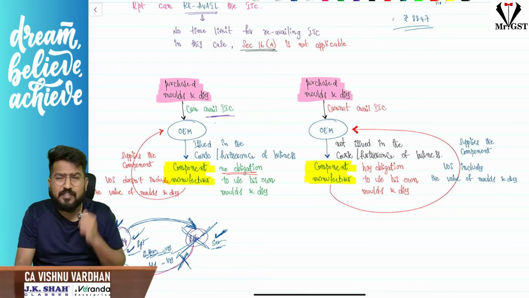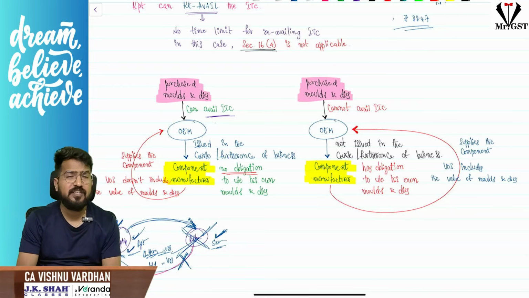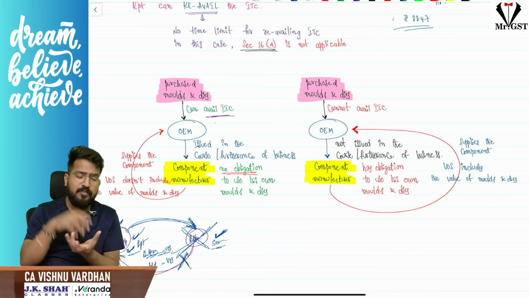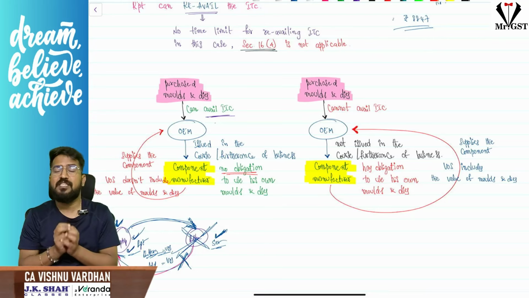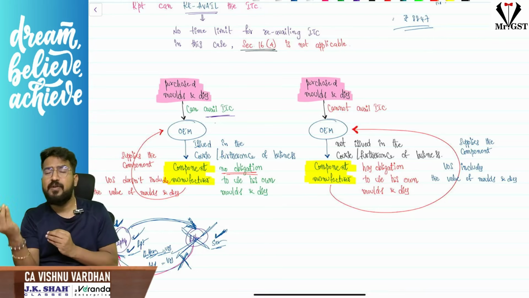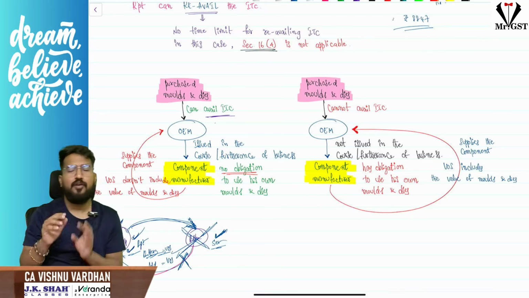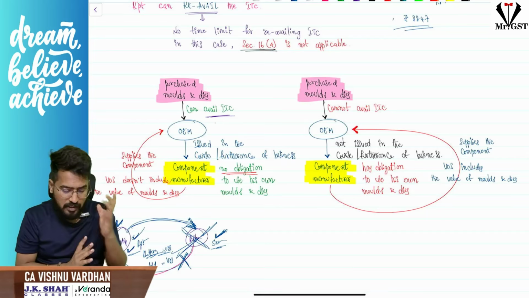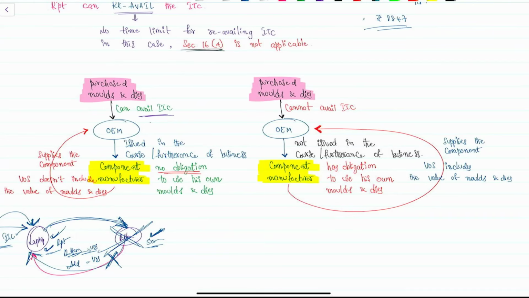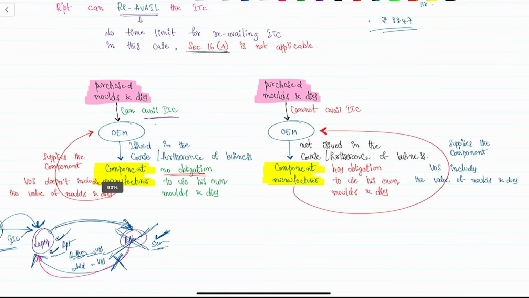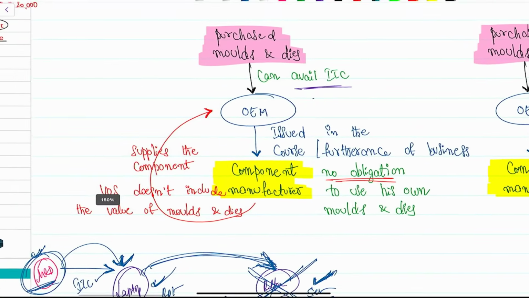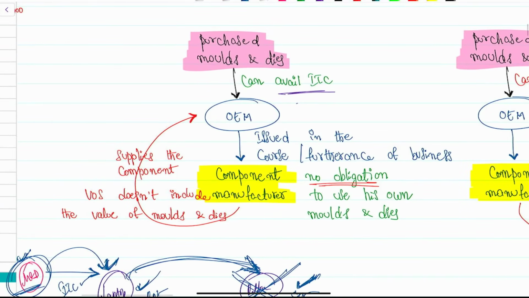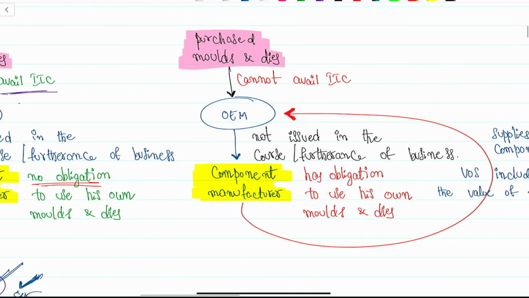No sir, if it is the responsibility of the component manufacturer to buy these molds and dies, then the original equipment manufacturer buying the molds and dies cannot take ITC, and the value of molds and dies will be added in the value of supply between the component manufacturer and the original equipment manufacturer. That is the case, right? So just take a screenshot of this or pause the video and go through this carefully. This is the first scenario and this is the next scenario.